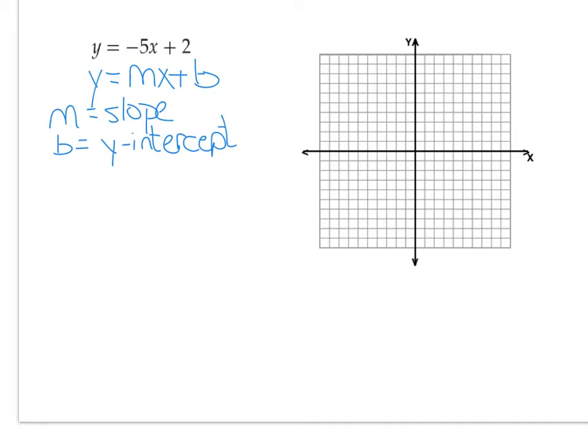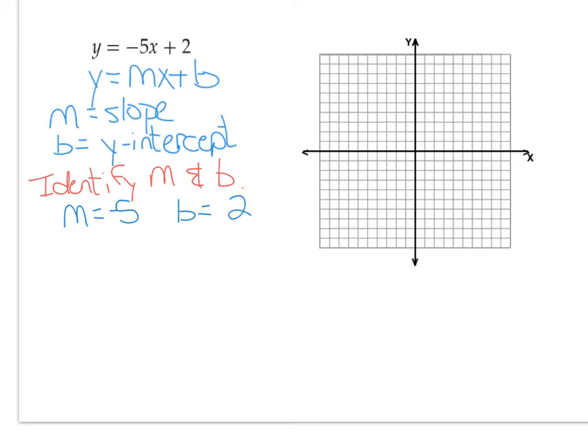So, what are our steps? What's the first thing we need to do? Well, we need to make sure, first of all, it is in slope-intercept form. Y is isolated, y equals mx plus b. This is in slope-intercept form. So our second step, remember, is to identify m and b. So I look, m in this case is -5, and b is +2. So m is -5, and b is +2.